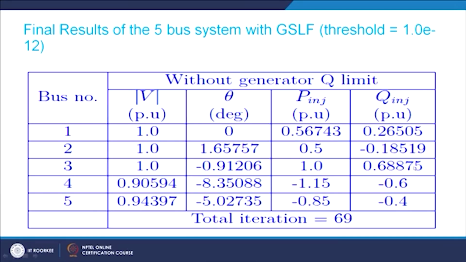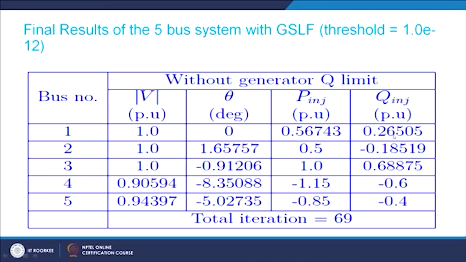So we calculate this Qi, and from this you see that bus 3 is actually giving reactive power to the system, whereas bus 2 is actually absorbing reactive power from the system, and bus 1 is giving 56 megawatt real power to the system, and it is giving 26 MVAR.